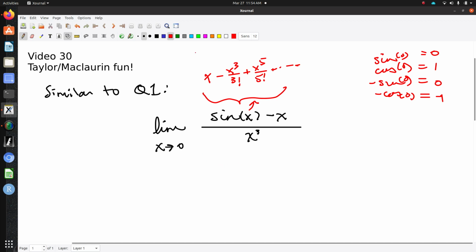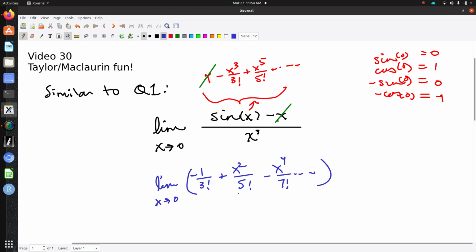Okay, so now what am I going to do? If I can do this expansion, the x's are gone. Now I'm going to go to the next stage, and bring that x cubed right upstairs into that expansion. And so I get minus 1 over 3 factorial plus x squared over 5 factorial minus x to the 4th over 7 factorial. It just continues. Everything downstream is going to go to 0. And so that means our final limit is just going to be minus 1/6.